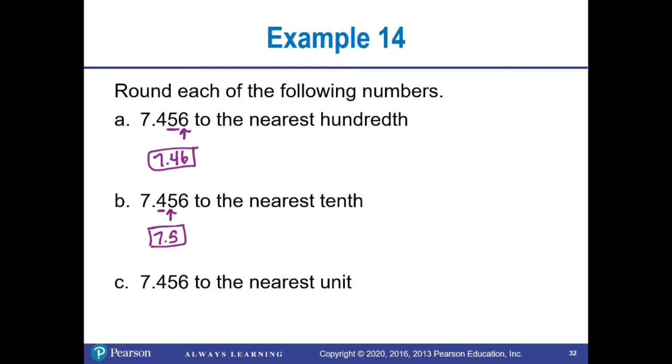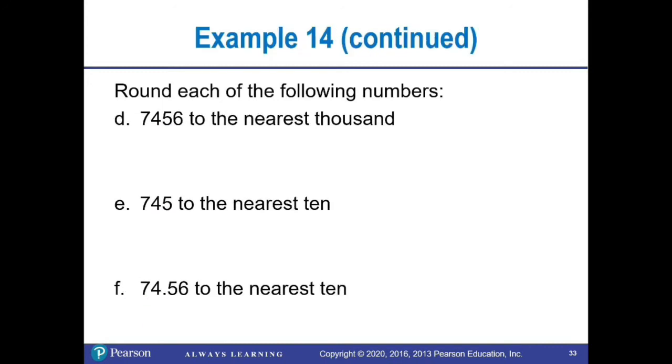Part C, we have the same number, but this time we're rounding to the nearest unit. The 7 is in the ones place or the units place. I look to the right of that. To the right of that is a 4. This is less than 5, and so 7.456 rounds to 7.